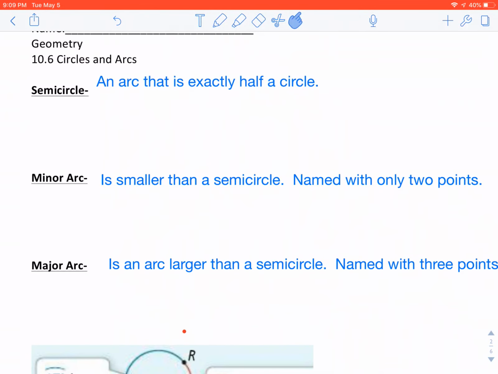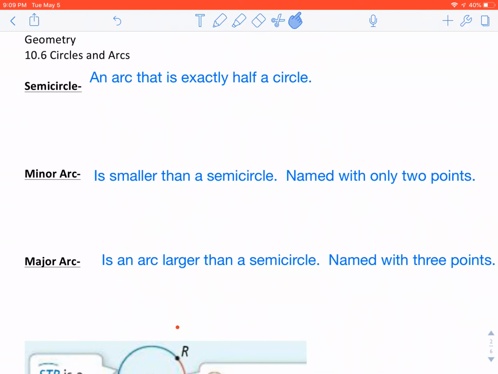Now, this is going to be new stuff for you. And here are the definitions again for you, so you can pause this, copy them down, then listen to my explanation. A semicircle, the etymology of the word is exactly true. Semi means half. It's half the circle. You name this with 3 points. I'm going to talk about that here in a minute.